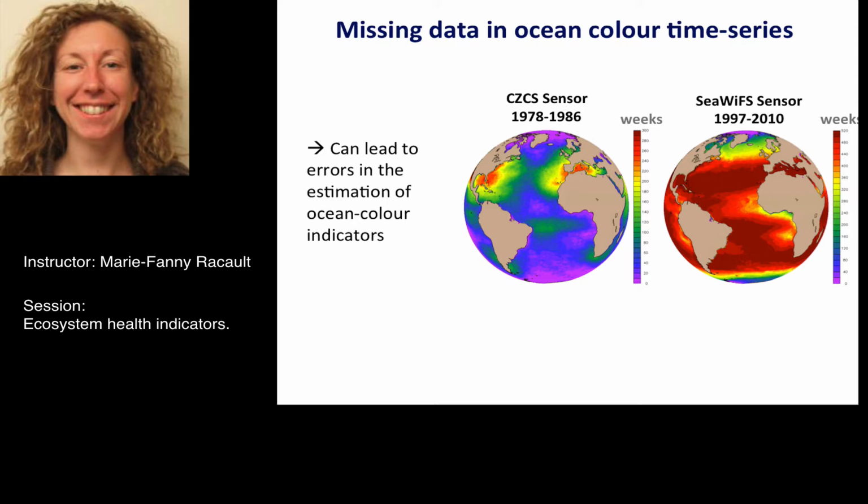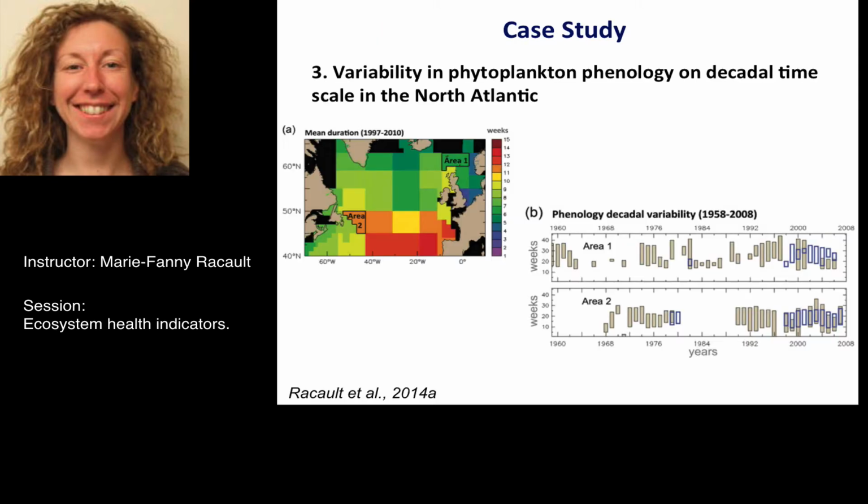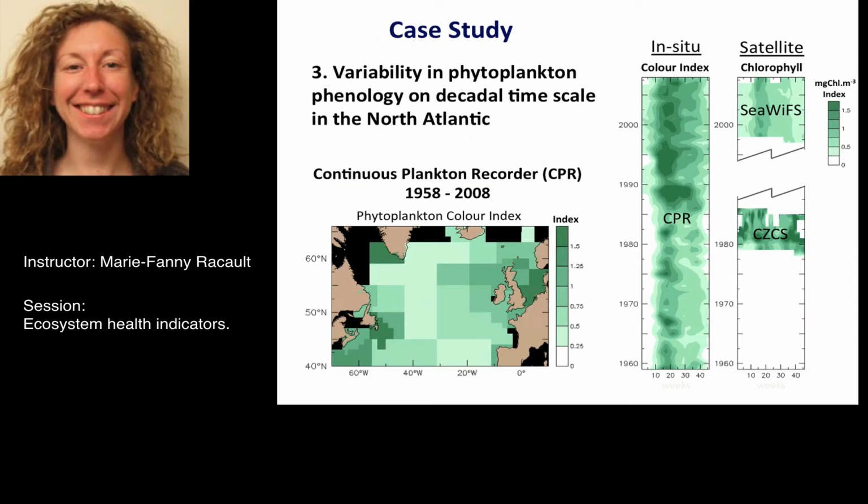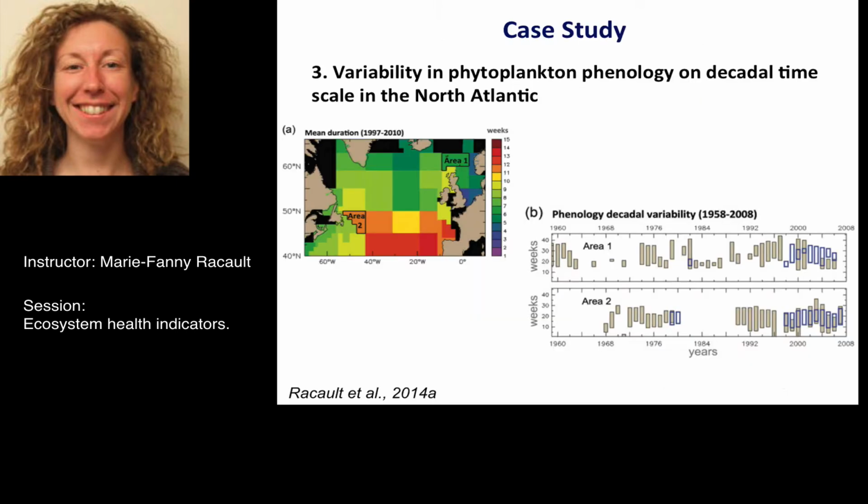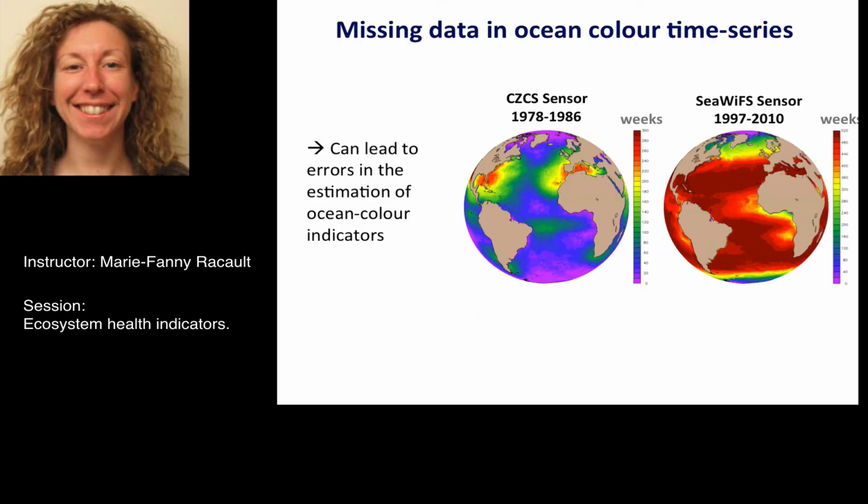And this is for two areas in the North Atlantic. Area 1 is on the top and area 2 is at the bottom. Every year we estimated the timing, so when it starts and the termination. This is the growing period for every year based on the continuous plankton recorder. And in blue, it's the same estimates, but based on the satellite observations. And you see here is for CZCS, and here is one for CZCS.